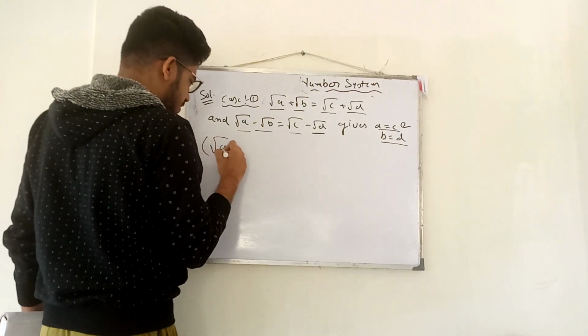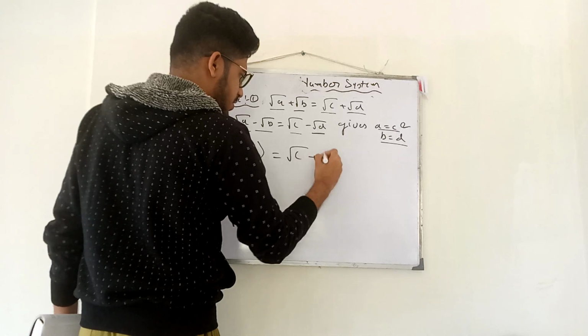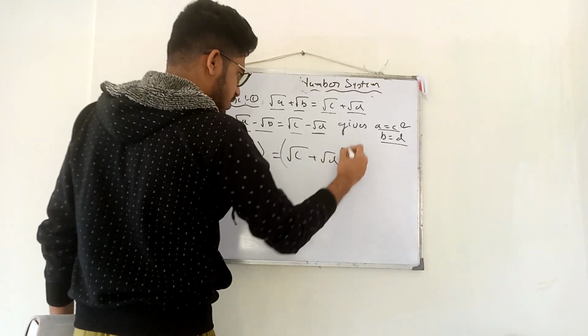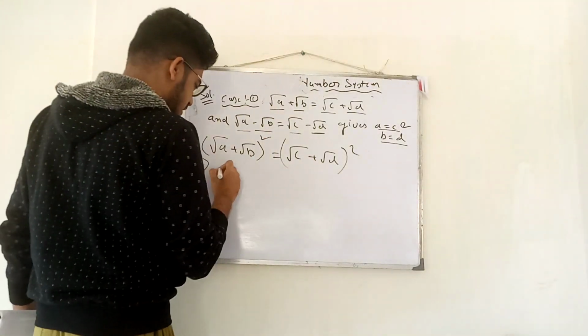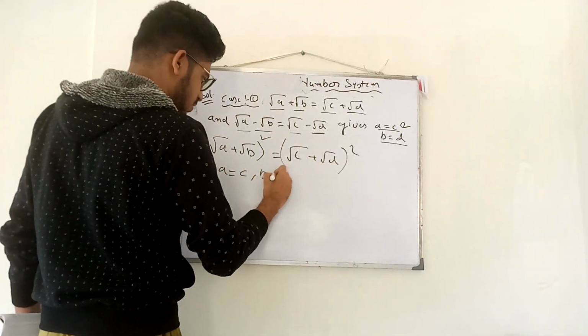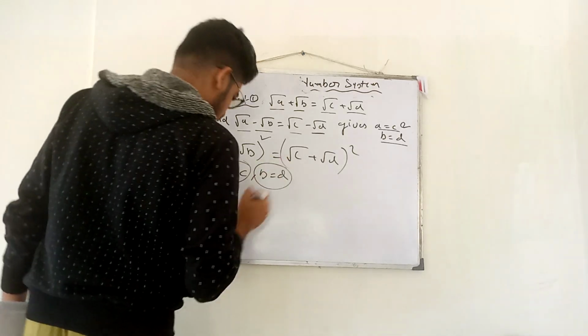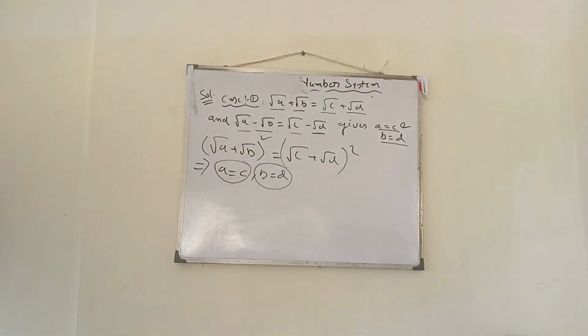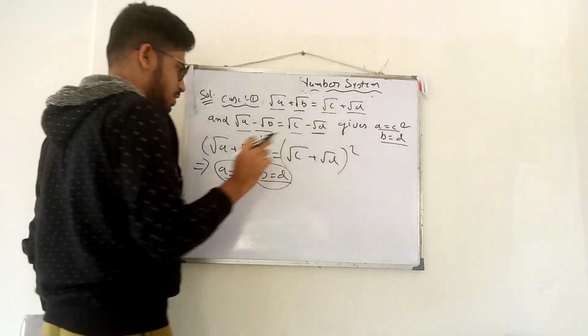We are squaring both sides. Suppose we square both sides of root c plus root d, this one and this one. I think this is done. After this, a is equal to c and b is equal to d. So this is done.